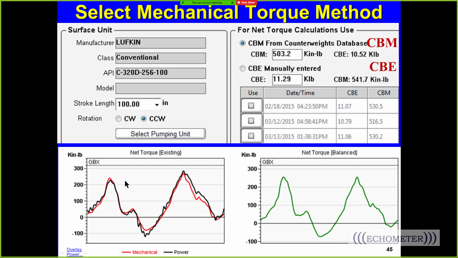So here I'm showing you the net torque. This is counterclockwise rotation, and I'm using the counterbalance moment that we got from distance from end to crank. Then if you balance it, these two peaks are equal, and it tells us how far to move the weights to balance the net torque on the gearbox.